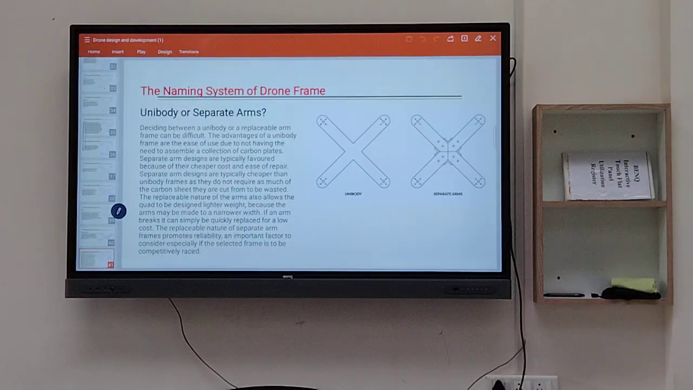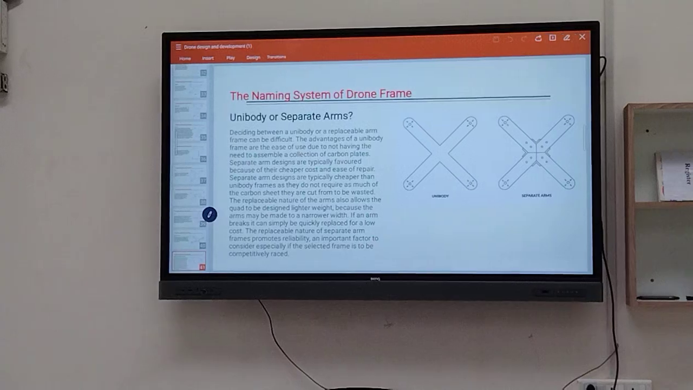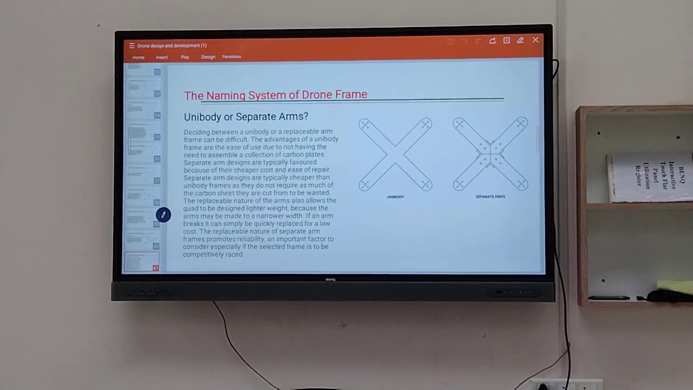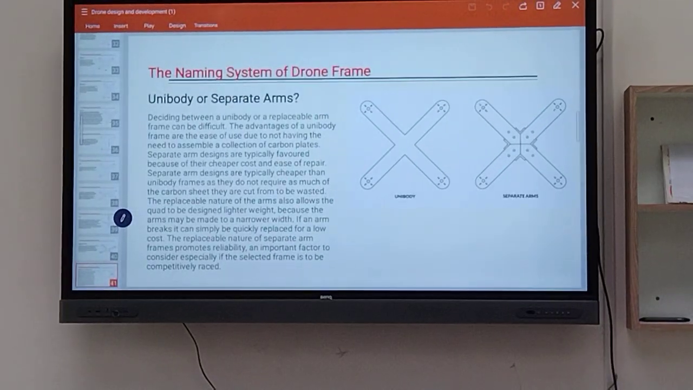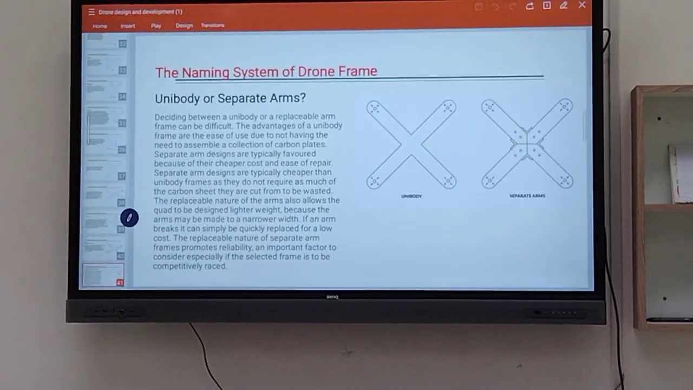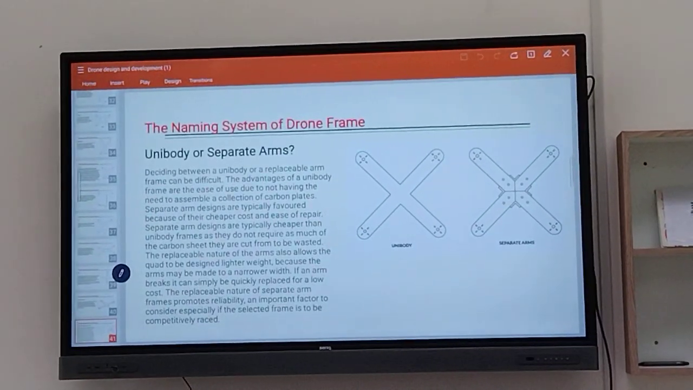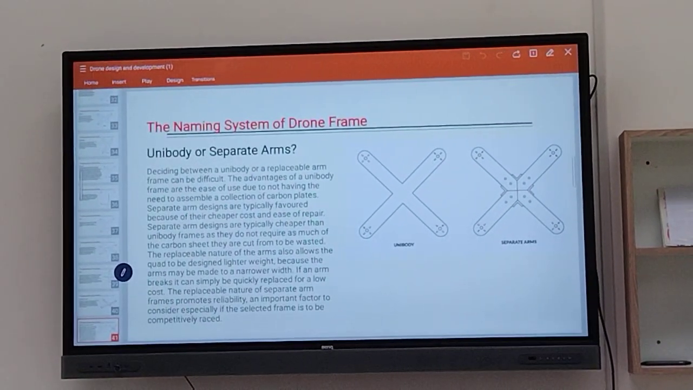The advantage of unibody frame is the ease of use due to not having the need to assemble a collection of carbon plates. In unibody, we do not have to assemble because it comes fully ready. Here we have to assemble because the parts come separately.